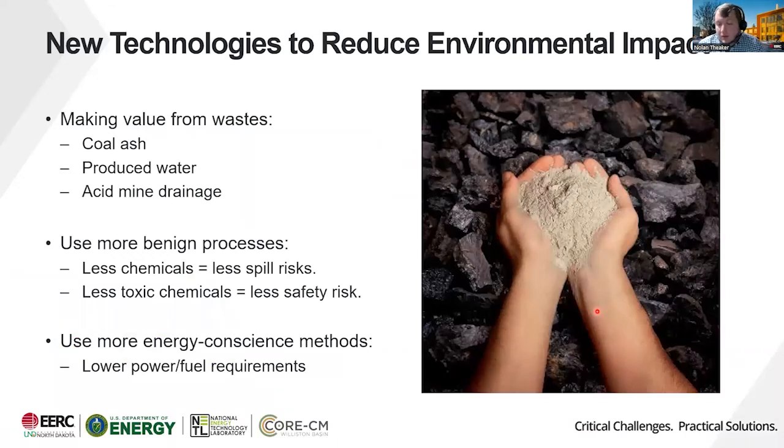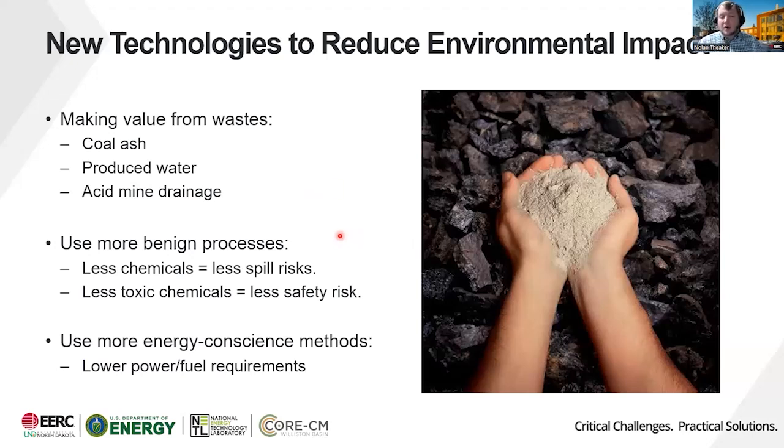Additionally, there are some new technologies to reduce environmental impacts, and there are a few ways we can do this. One of the ways is valorizing, or making value from, existing wastes. John mentioned coal ash and produced water as environmental challenges that currently exist, but if you could generate a product from these and make value from them, that would obviously be very significant. Another one that's being done around the US is acid mine drainage and trying to get rare earths and other critical minerals from that.